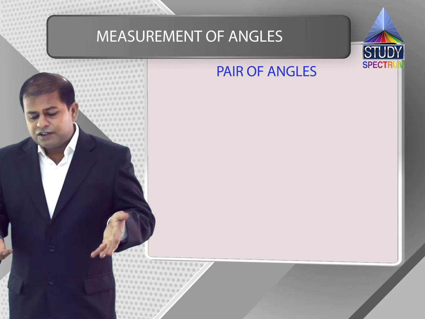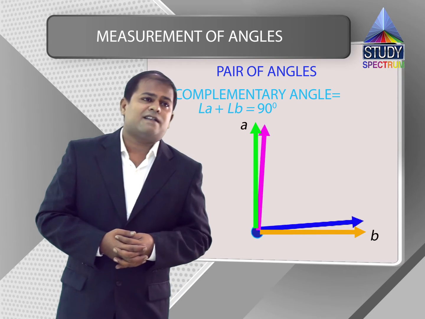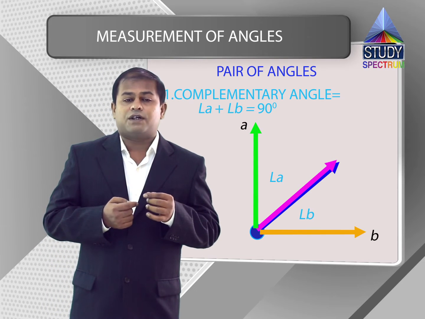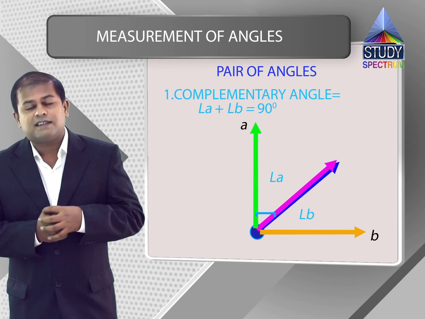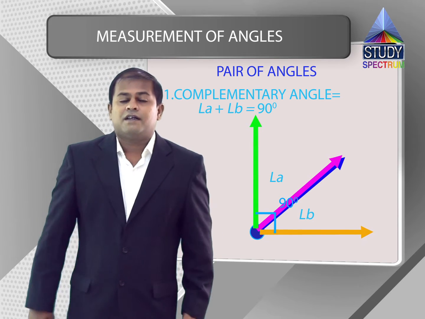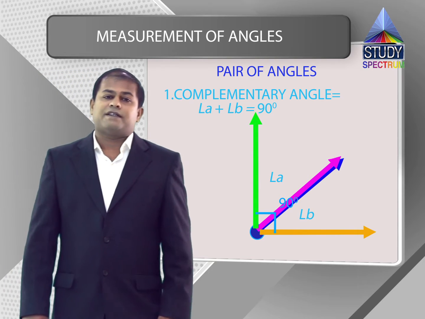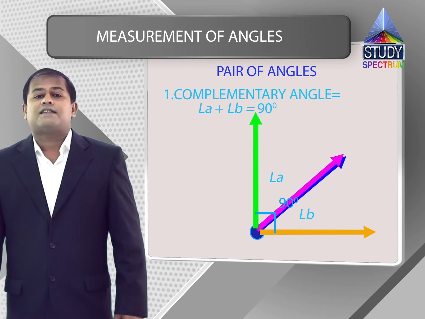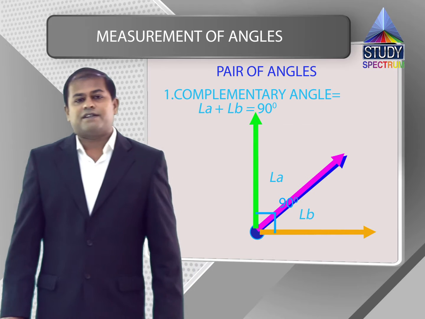Then a few definitions for pair of angles. You would have heard of complementary angles. When do we say that two angles are complementary? If the sum of measure of two angles is equal to 90 degree, then we say the two angles are complementary. In fact, acute angles of a right angle triangle are always complementary. So complementary angles are angles, the sum of measures of which is 90 degree.